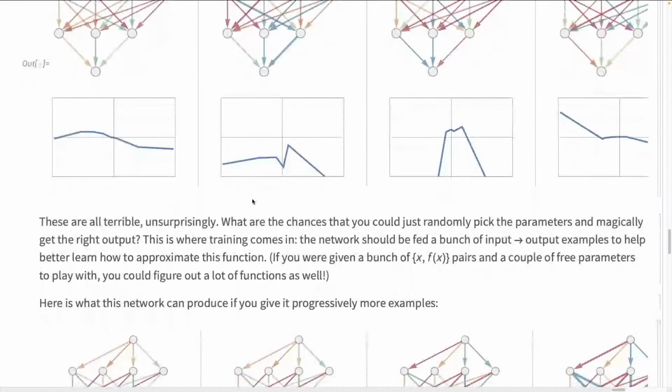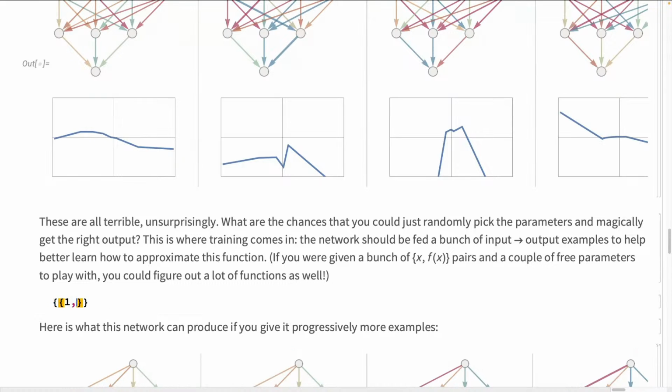So this is where the idea of training comes in. You take the network and you feed it a bunch of input-output examples to help it better learn how to approximate the function. And again, this is a bit human-like. If you were given a bunch of x, f of x pairs, and a couple of parameters to play with, you could figure out a lot of functions too. For example, maybe I point at you and say, I want you to figure out this function. What function is generating these numbers? We've got 1, 2.